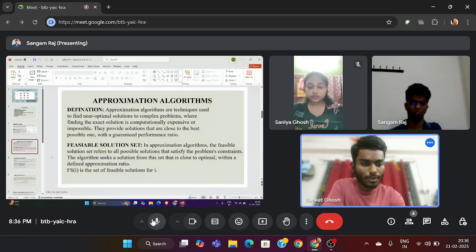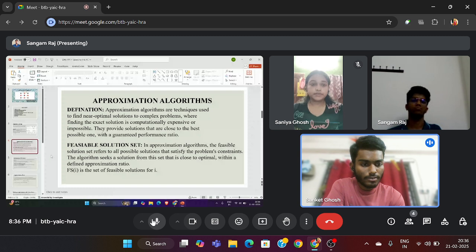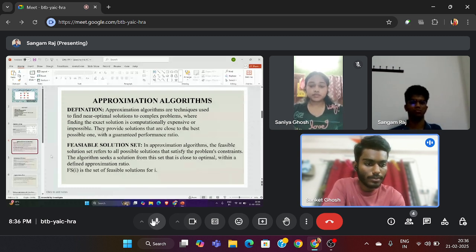The third one is primal-dual methods. These methods are used in problems like set cover or vertex cover, in which we solve a relaxed version of the problem and refine the solution.